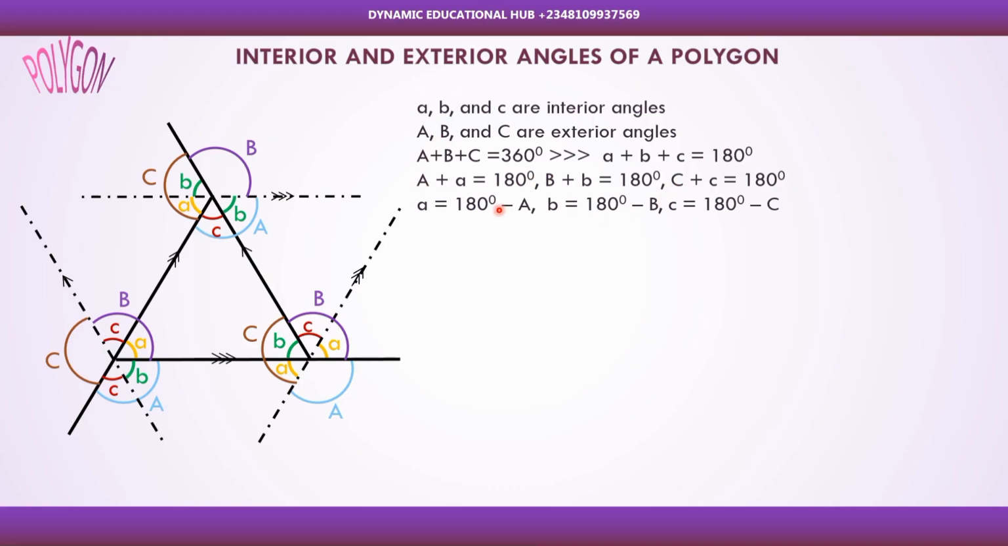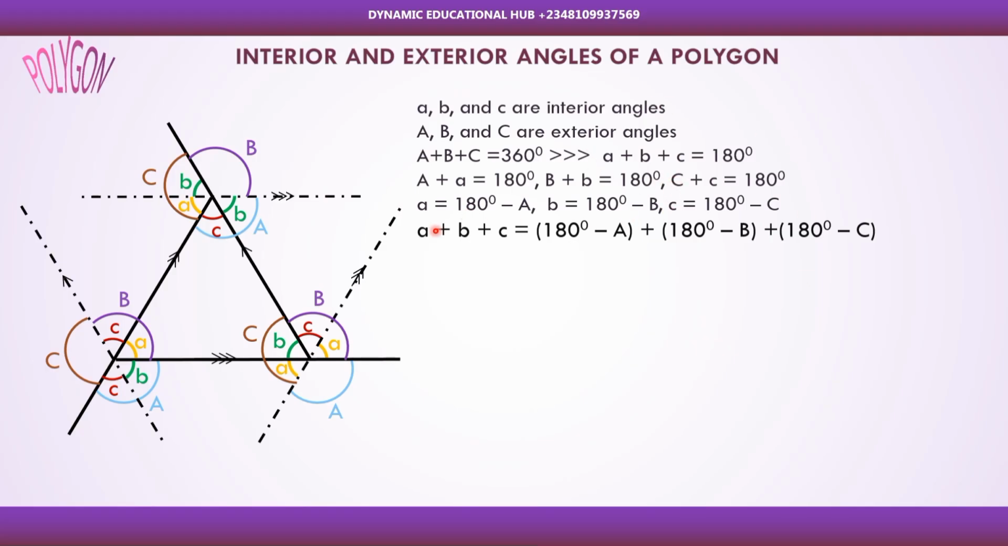We can also see that when you want to find the expression for the interior, it is equal to 180 minus exterior, what we have here. The same thing with B, the same thing with C. And instead of having this, can't we just relate all these things and have an expression for a triangle? Now that is what I want to do here.